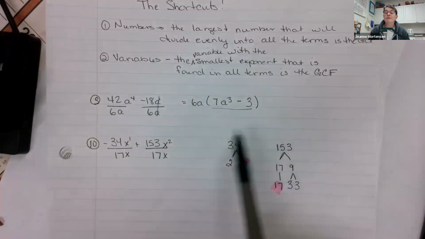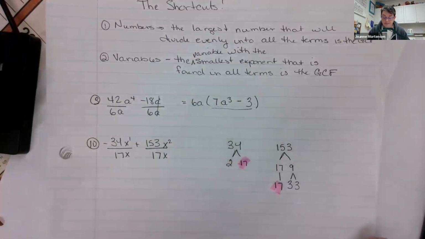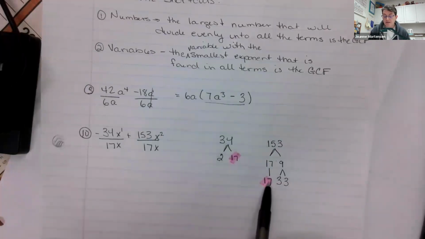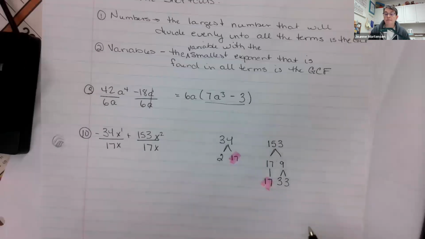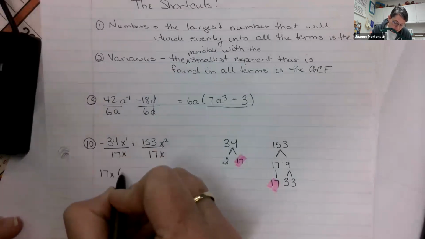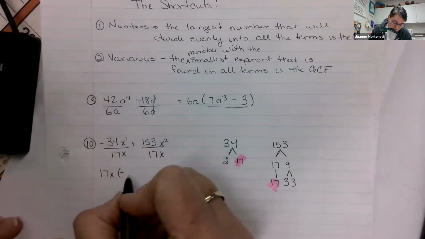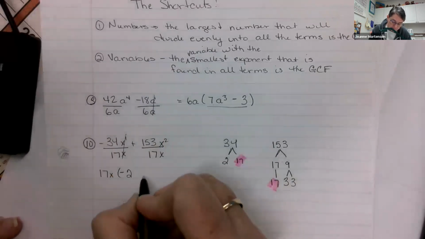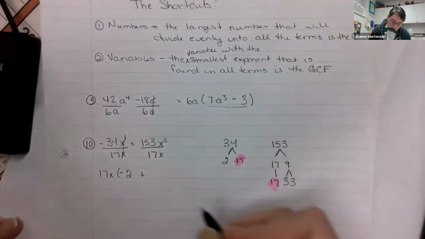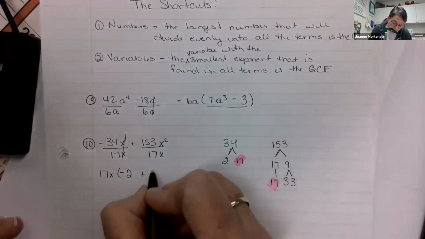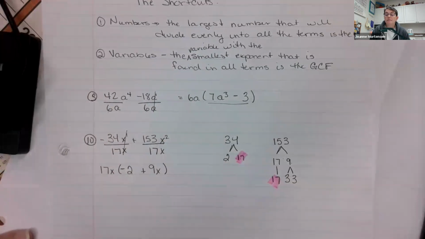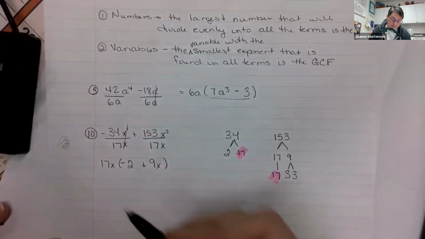So I guess sometimes you might want to use the prime tree. Pretty much when I saw the 34, I knew this was 17. So it was just dividing 17 into this one to see where it was going. All right. Anyway, so 17x. Bring down our minus. So 34 divided by 17 is 2. The x's are going to cancel out. Plus 153 divided by 17 is 9. Or you can go 3 times 3. Whatever. 9x. Done.